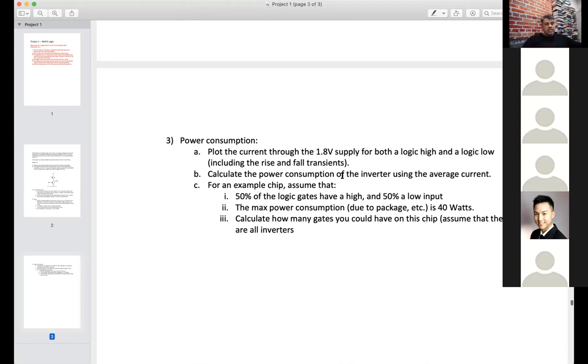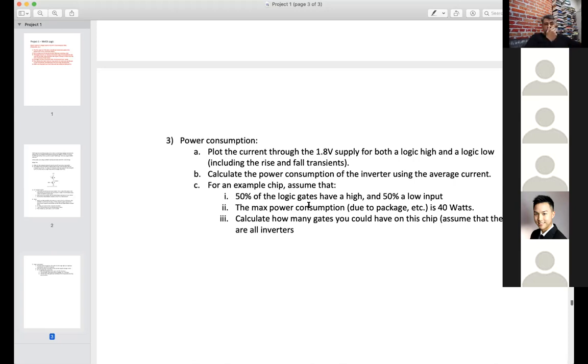And then lastly, you want to see, if this is the logic process you had, which is what people had before CMOS, how many could you put in a chip that was power limited? Chips are power limited. So assume that 50% of these logic gates are high, since the current through this inverter is different whether the input is high or low. One has a lot of current, the other doesn't. So just assume that 50% of them are high and 50% are low.